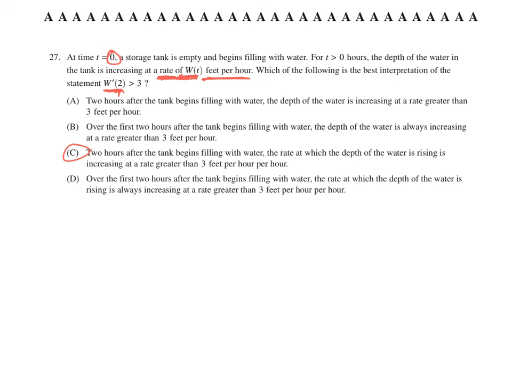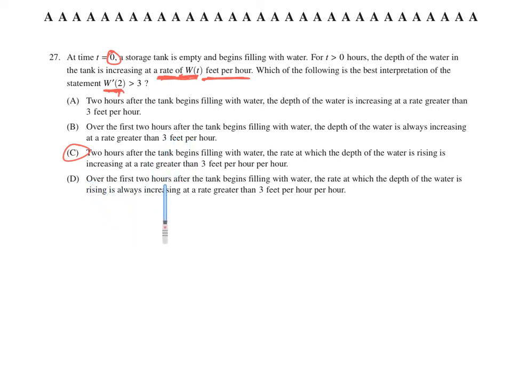And C is my answer. The problem with A is, I like it saying 2 hours after the tank begins filling, that's good. The depth of the water is increasing at a rate greater than 3. The problem is here, they're describing W, not W prime. We need a rate of a rate. B, over the first 2 hours after the tank begins filling, the depth of the water is always increasing at a rate greater than 3. Again, when we're plugging in that value, it's saying at this point in time, at 2 hours. So I don't like B, and I don't like that it's not talking about the acceleration or the feet per hour per hour.